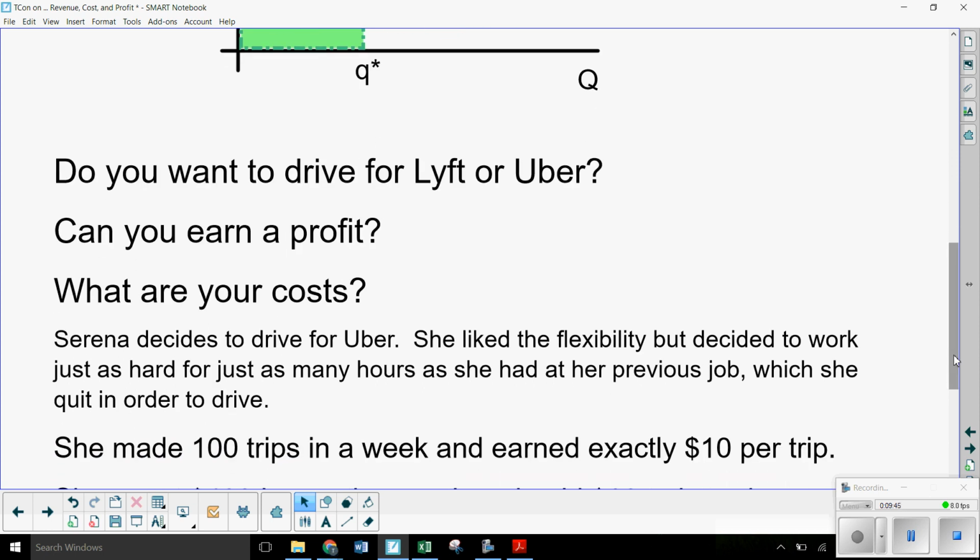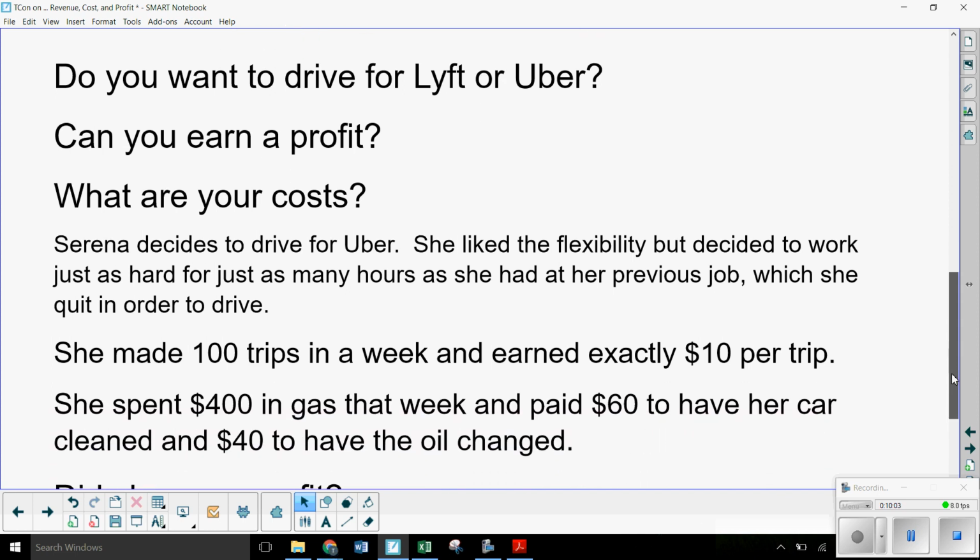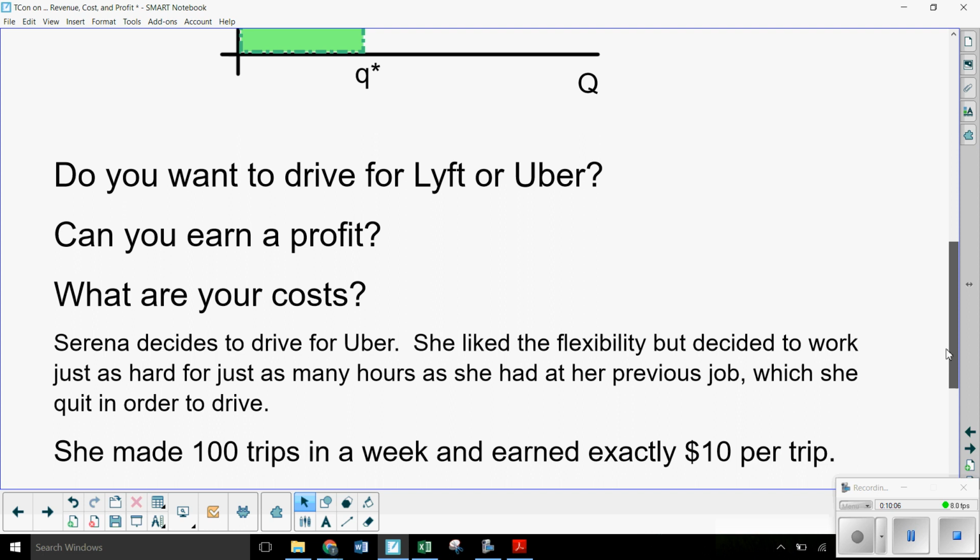She had a job where she was maybe earning $10 an hour, and she decided to quit that job because now she would have more flexibility, and she's going to be disciplined in the sense that she's going to work just as hard and for just as many hours as she used to at her job. So there's no change in the amount of leisure time. So let's think about this. She made 100 trips in a week and she earned $10 per trip. Hopefully, you've identified that this is like price and this is like quantity, and her total revenue would be $1,000.